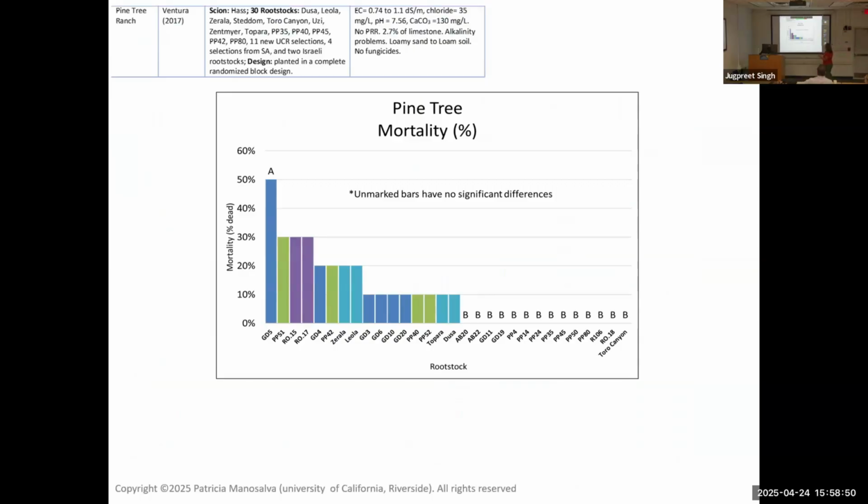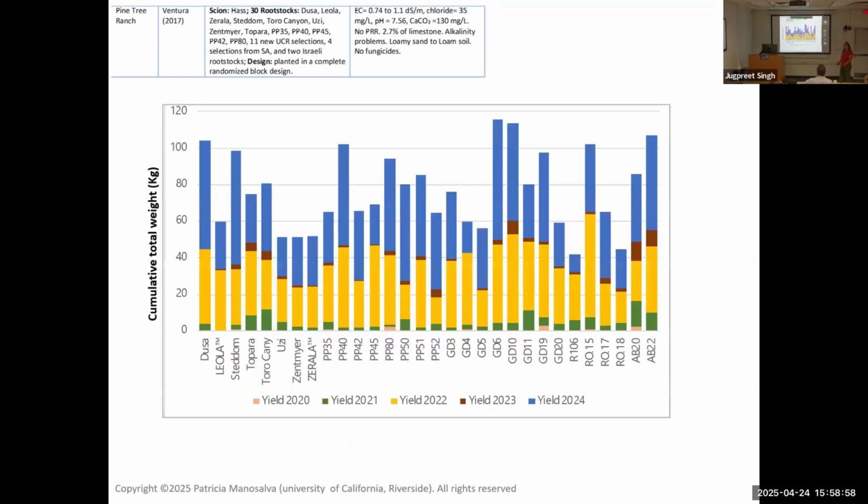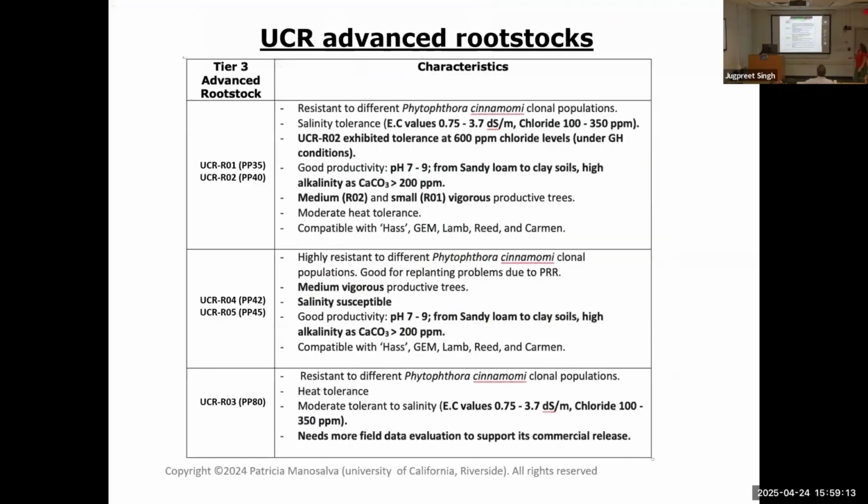Mortality is also important in this field. For example, there are some trees that have 50% mortality, other trees don't show any mortality in the plot. It's important to look at the mortality. This is productivity when we have a lot of the commercial rootstocks and some of the new generation rootstocks like GDs, which are the best producers in this field. So then we can move and test more of these rootstocks.